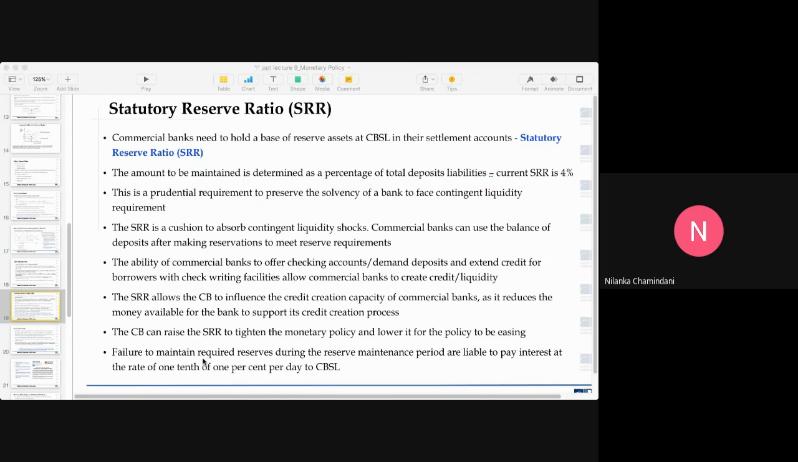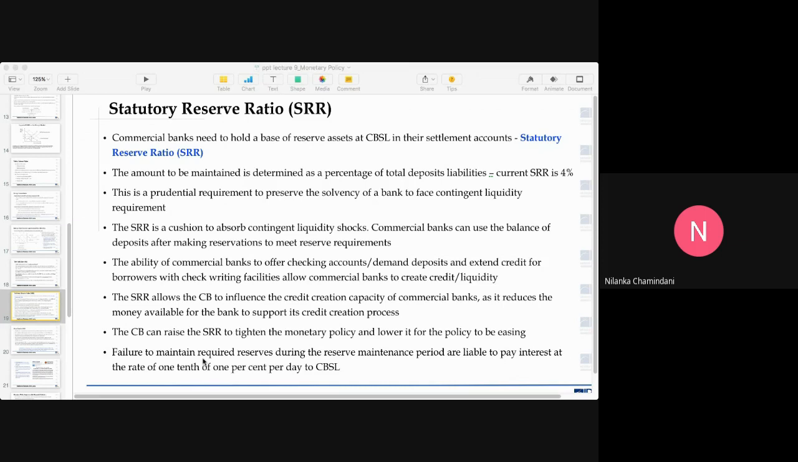So it is the link between the SRR and the liquidity level in the market. SRR increasing means there is a limited capacity for the commercial banks to create credit, so the liquidity is not going to be increased. But when the SRR is very low, they can create more and more credit, so the level of liquidity will increase in the market. The central bank can raise the SRR to tighten the monetary policy and lower it for the policy to be easing. So that's how the SRR is determined by the central bank.